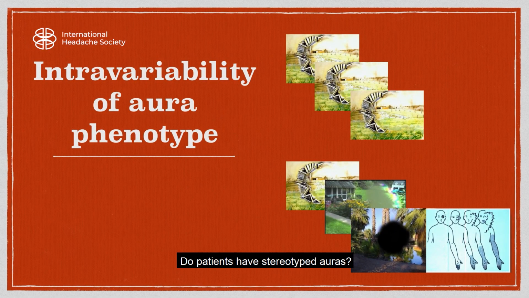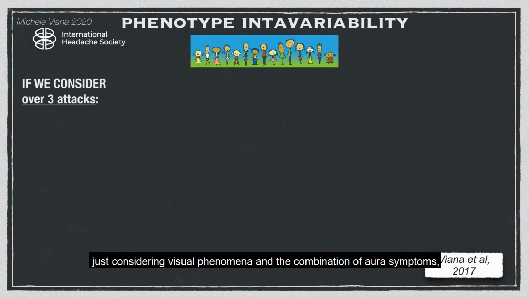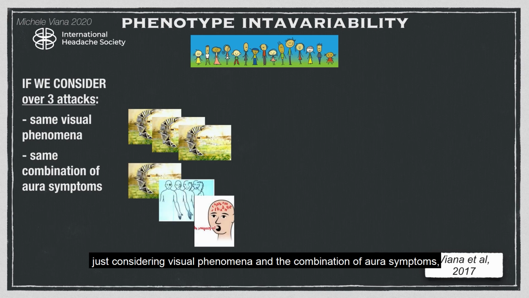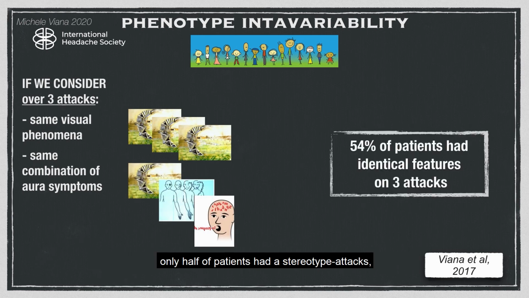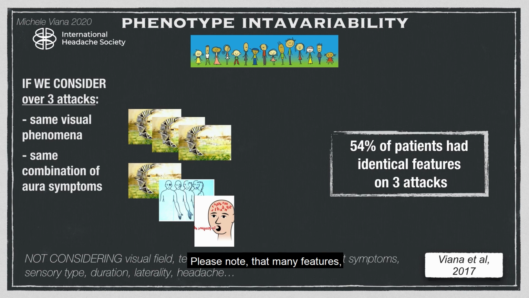Do patients have stereotyped auras? On frequent consecutive attacks, just considering visual phenomena and the combination of aura symptoms, only half of patients had stereotyped attacks, with others reporting different features from one attack to another one. Please note that many features that can contribute to the variability of phenotype were not included in this analysis, so it is likely that intravariability of aura features is higher than 50%.